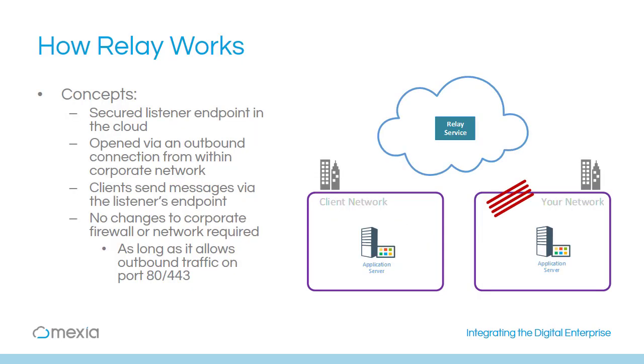Relay solves this problem in a very clever way. If you want to allow clients to access your resources within your corporate network, then what you do is you establish an outbound connection from within your network to a listening endpoint that's hosted in the cloud. When you make that accessible to your clients through secure means, they can connect to that endpoint, and then what you have is a rendezvous point, through which clients can send messages into your corporate network. And you can send messages back, so it's bidirectional.